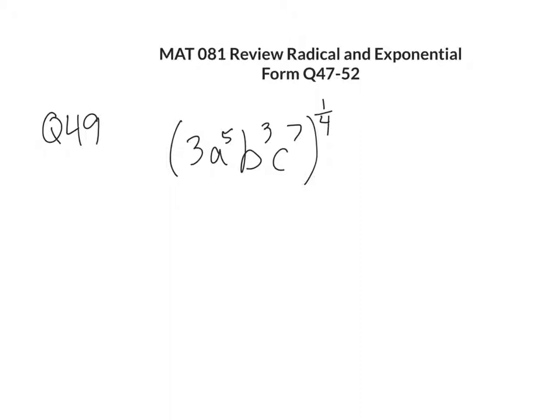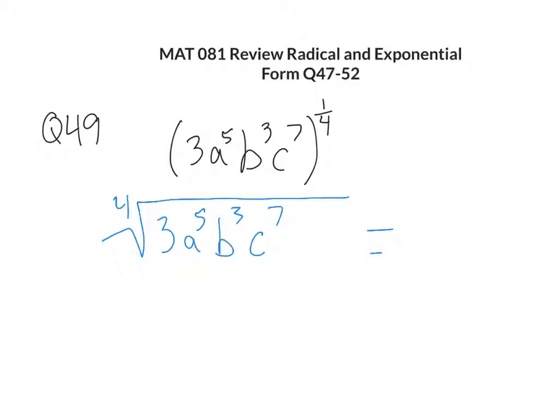Change this whole thing to radical form. It's going to be the 4th root. So we have 3, a to the 5th, b to the 3rd, c to the 7th. We're looking for groups of 4 to take out. So 1 a can come out. That 3 is nothing we can do with it, with 1 a left over.